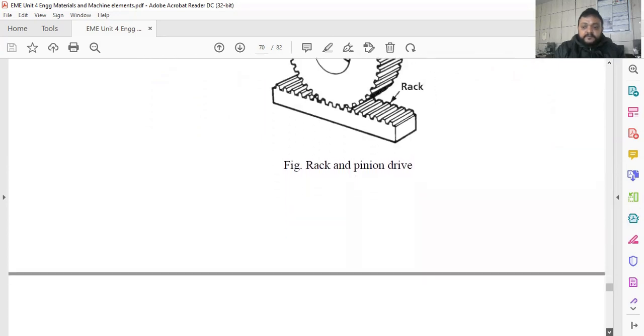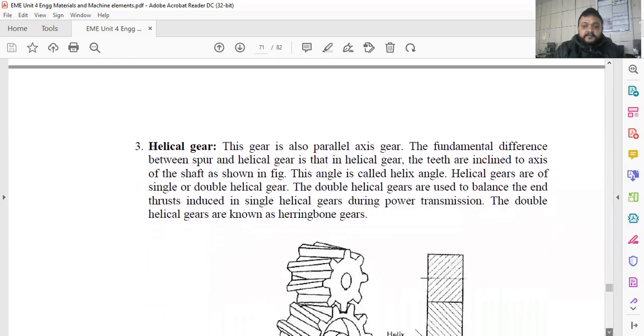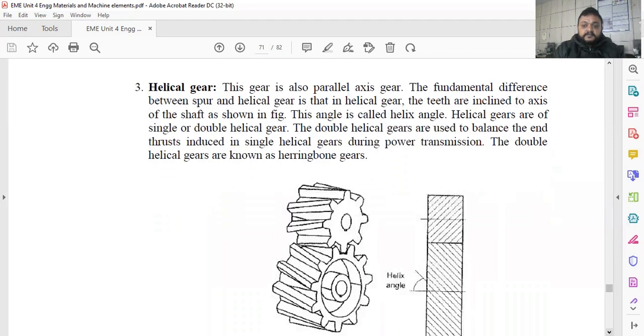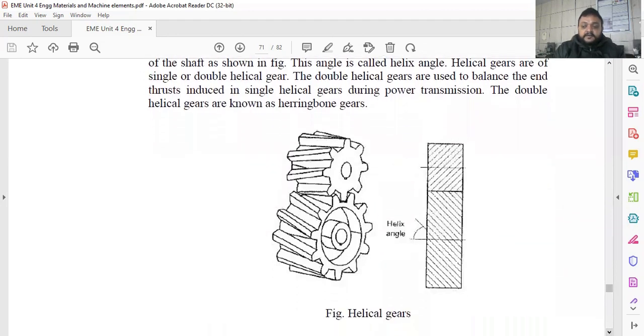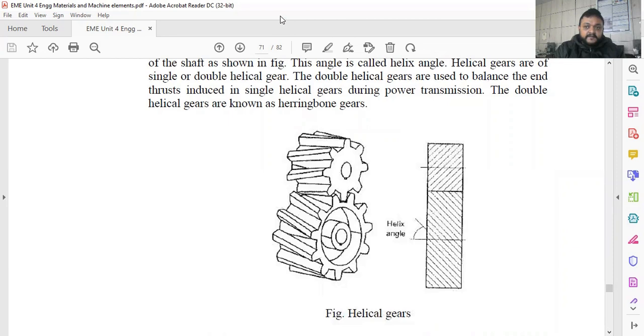This is about the simple gear, spur gear, and rack and pinion. The helical gear is nothing but a modification of the spur gear where gear teeth are not exactly in line, but they are inclined. So some inclination is there. In a spur gear, what happens? The gear teeth are like this, straight. But here we have provided some inclination. That inclination angle with respect to the straight line is called the helix angle. So this is the helical gear.